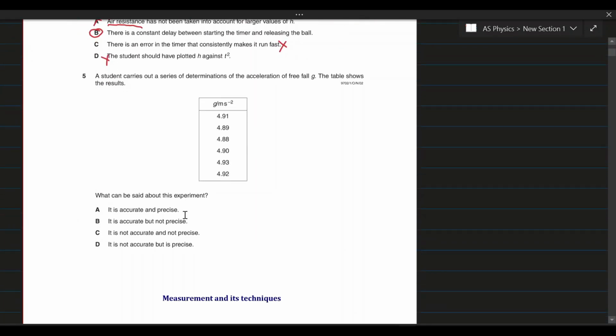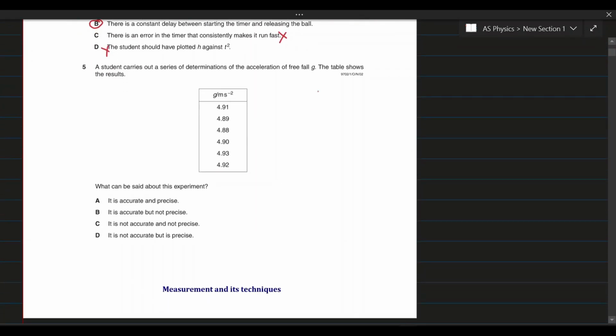Moving to our next MCQ, it's quite easy. We know the value of g, that is 9.81. The table shows the results. What can be said about the experiment? It's very easy. We know that not a single value is close to 9.81, so the experiment is inaccurate.